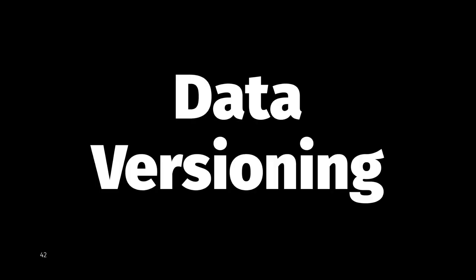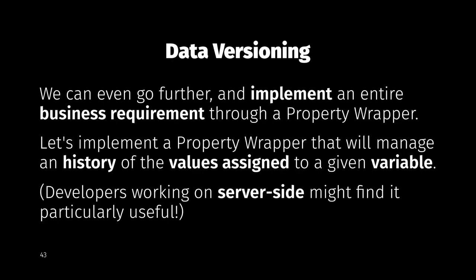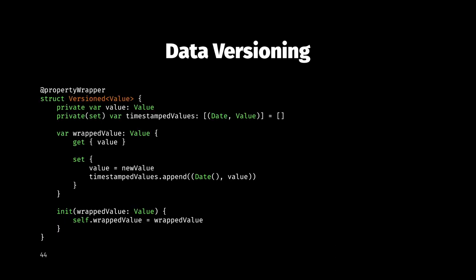And we can also find other use cases. So for instance, data versioning. This time we are going to implement an entire business requirement with a property wrapper. We are going to implement a wrapper that will manage a history of the values assigned to a given variable. So for instance, if you work on server side, it might be very useful if you need to debug or write to a log all the history of values that have been set to a variable, because it can really help you understand what went wrong if a bug happens.